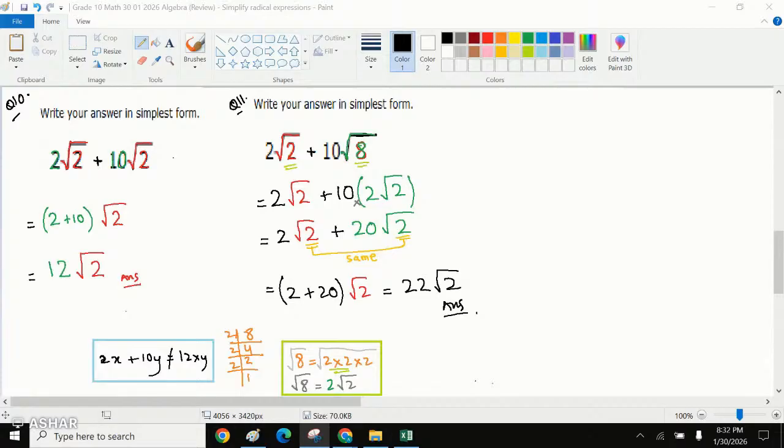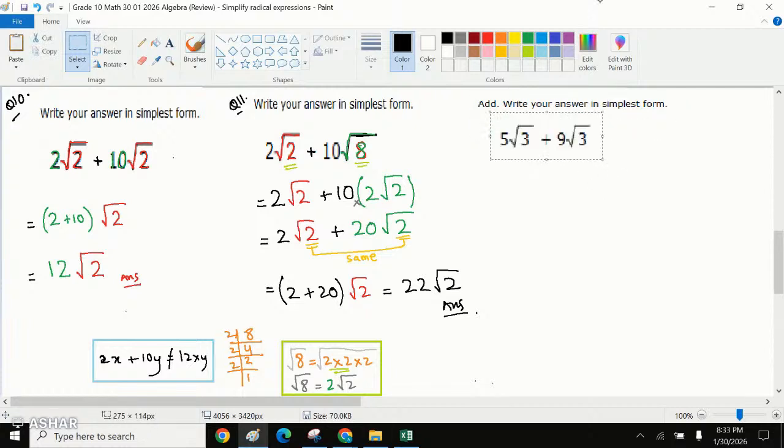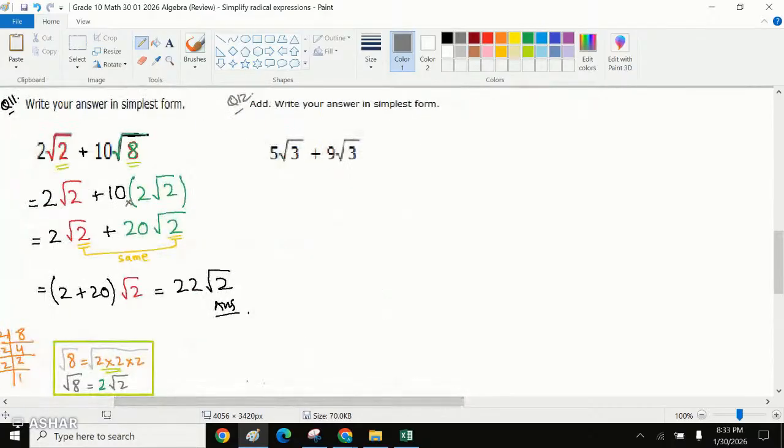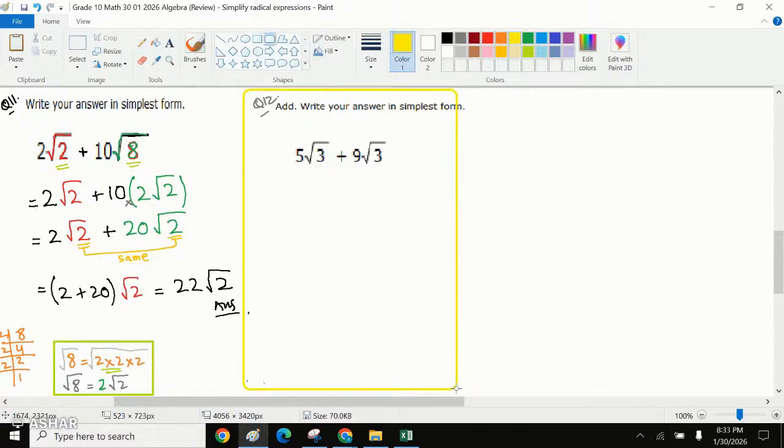Okay, for question number 12, let's do question number 12 first. Then we'll see how it can be done by change of radicals. So this is question number 12. Let's have a look at question number 12. Question number 12 says 5 radical 3 plus 9 radical 3, okay? I'll just put it in a box so that we don't confuse the workings.